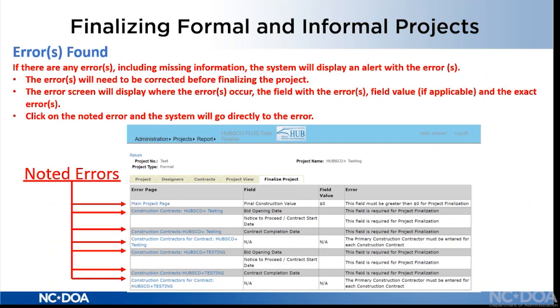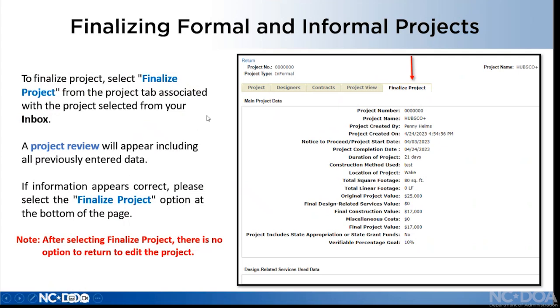That's good. Finalizing the formal and informal projects. Once you get to finalize the project, you'll select finalize project. If all the errors are done, it'll give you this view that looks just like the project view. You'll be able to scroll through it and say, yeah, I think that's right. And down at the bottom, you'll select finalize project, and there's no option to return to edit the project after that. So once you finalize the project, it's done.